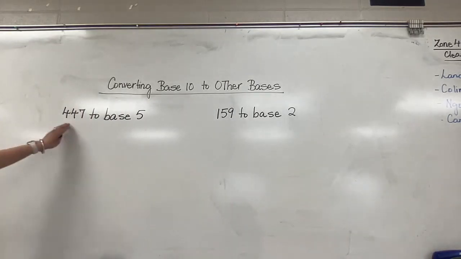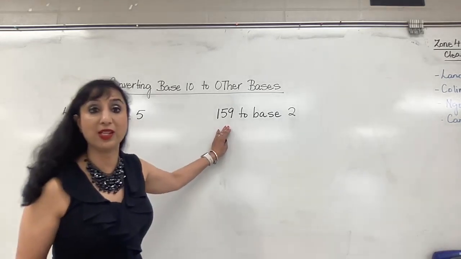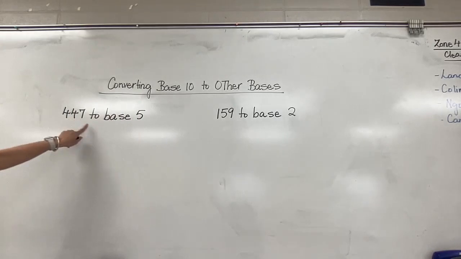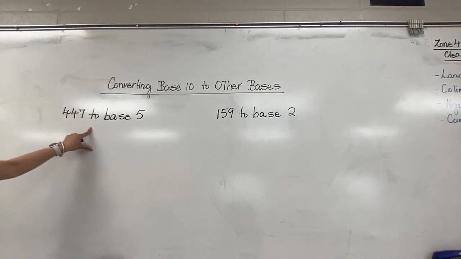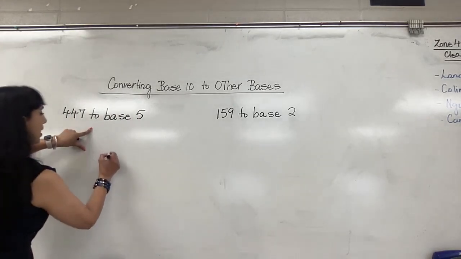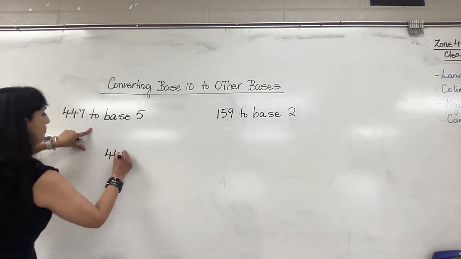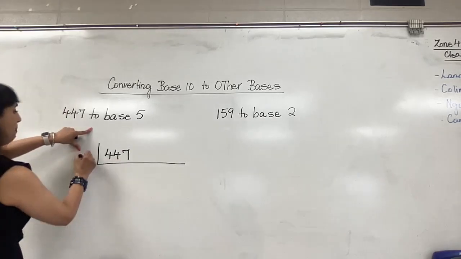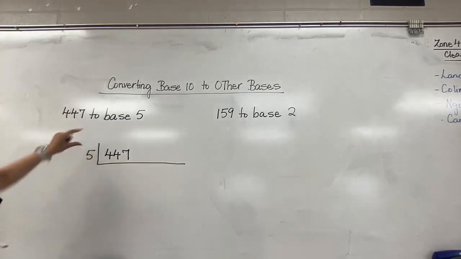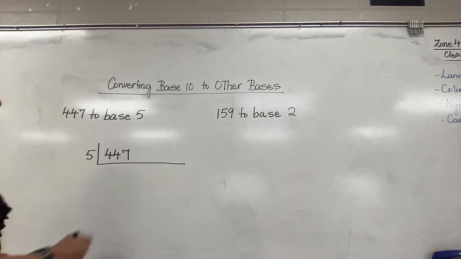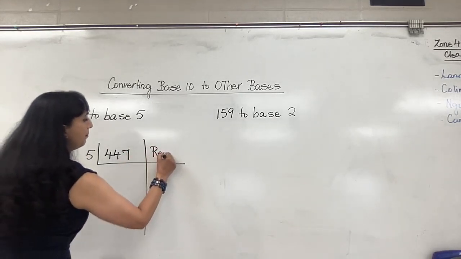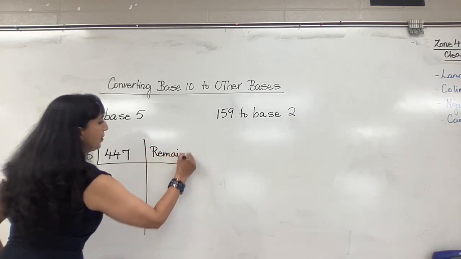All right, so here we go. I'm going to convert 447. Remember, these numbers are all base 10 because that's what we normally use. Now I am going to convert it to base 5. I'm just going to write it like this: 447, and I'm going to keep dividing by 5 because that is what I'm converting to. I'm going to put my remainders over here.